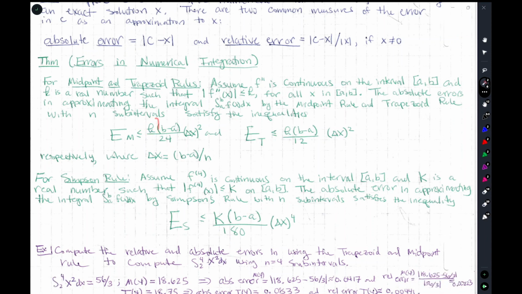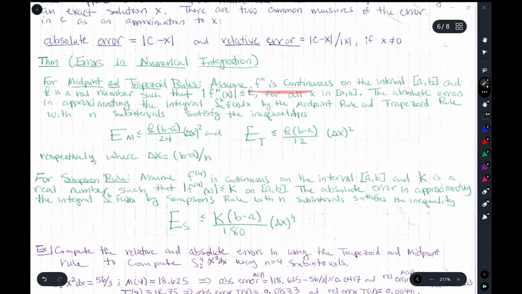But what about the trapezoid rule? We can guarantee that the absolute error is less than or equal to this value if we can get the second derivative bounded by this K. And so these are our bounds for our error. You can see as delta x goes to 0 or n goes to infinity, the error using these methods goes to 0. And so we now have a way of bounding our results, which gives us a lot of confidence.